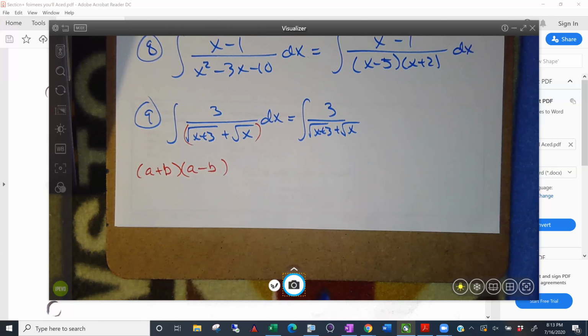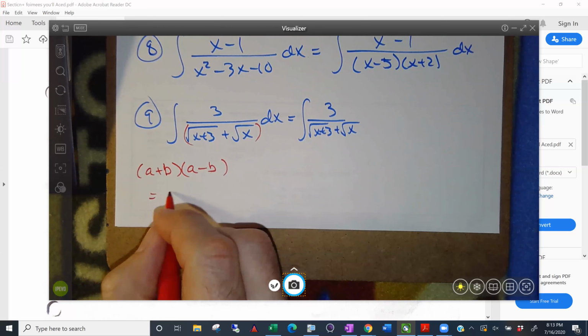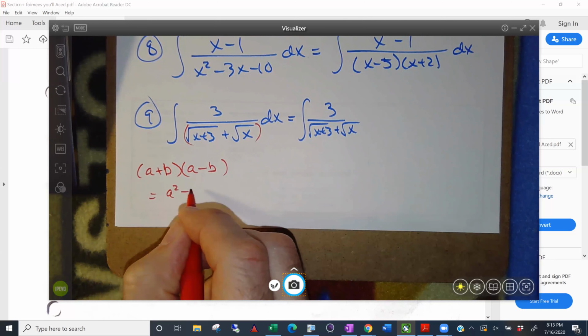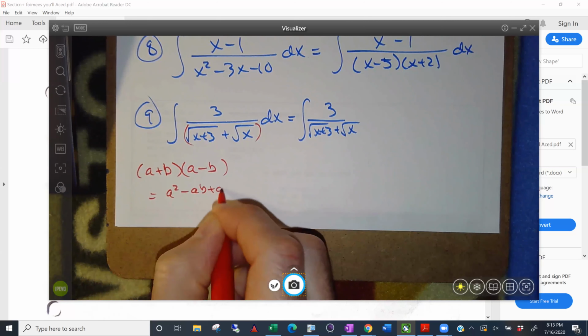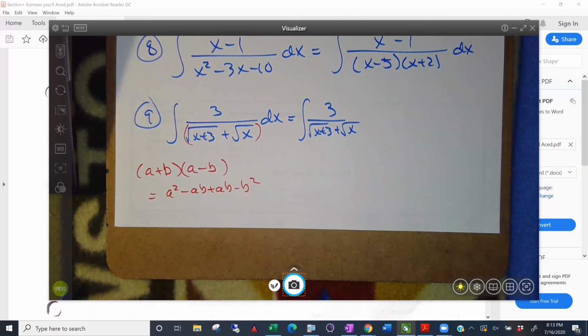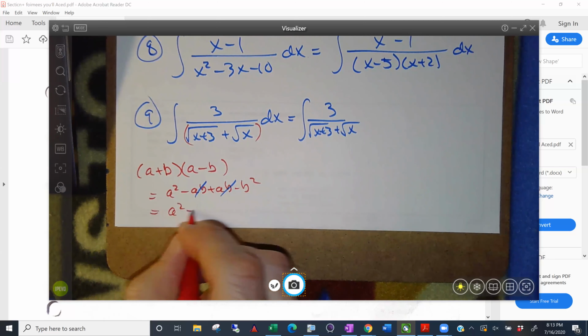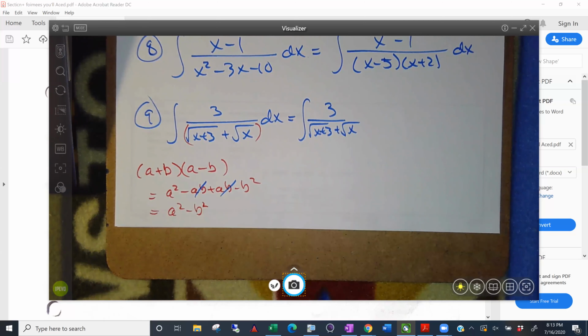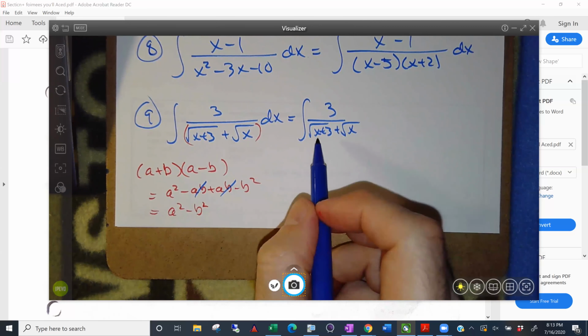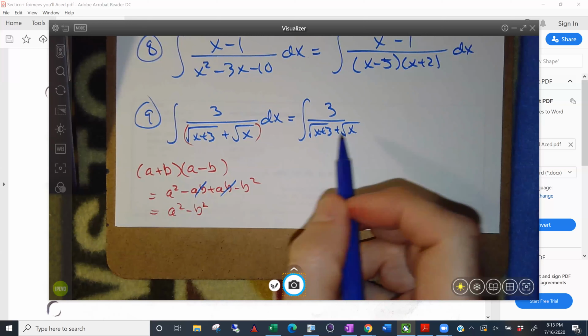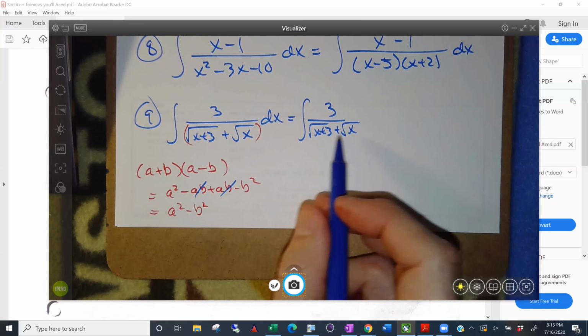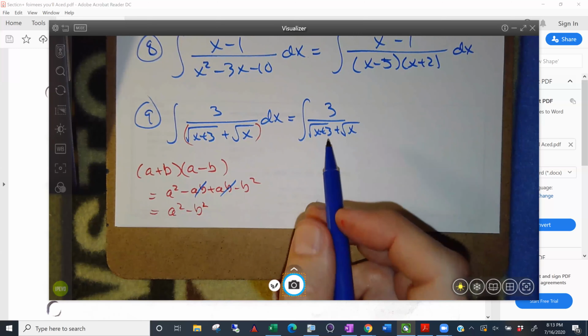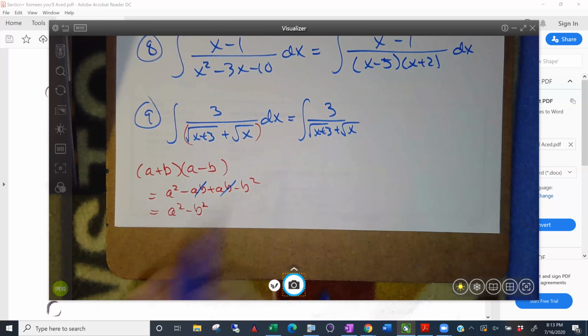What you get is a squared minus ab plus ab minus b squared. And these middle terms will cancel each other out. Just left with a squared minus b squared. Okay, great. Why does that help? Because if I could square these and get rid of them, then I'll be left with a subtraction and the x doesn't cancel out. Things might work out pretty good.